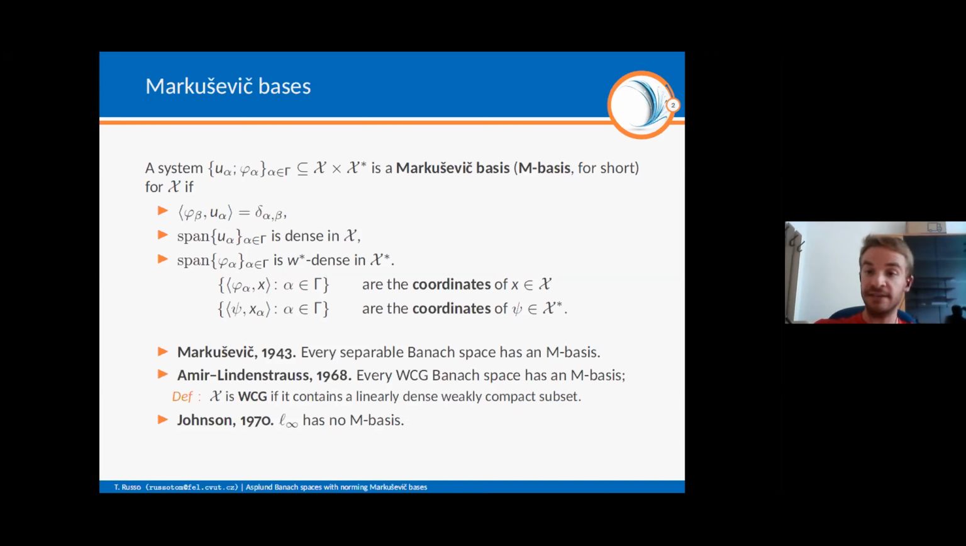On the other hand, at the other end of the spectrum, the simplest example of a Banach space which has no Markuševič basis is L infinity. Of course we need something non-separable, and probably the simplest non-separable space you might think of is L infinity. And there is this result by Bill Johnson that L infinity indeed has no Markuševič basis.